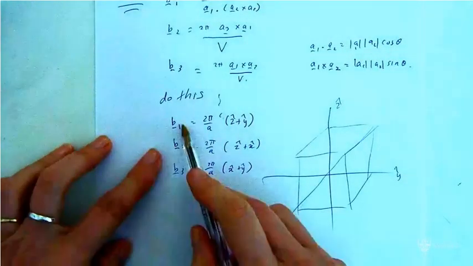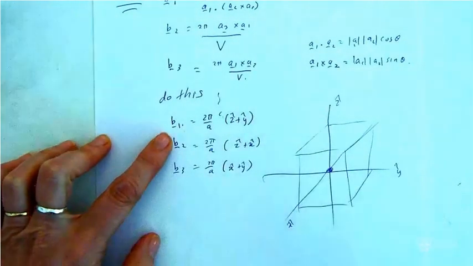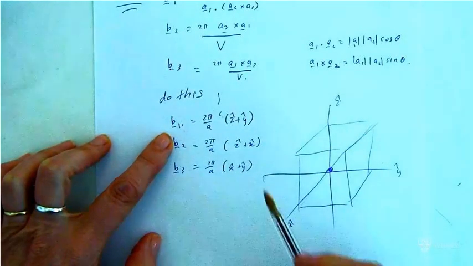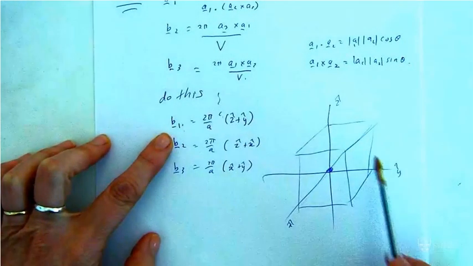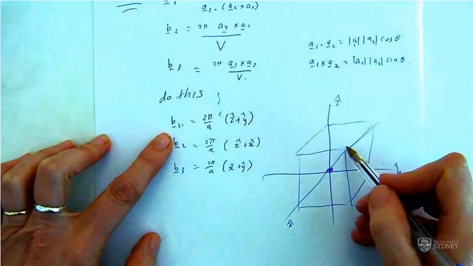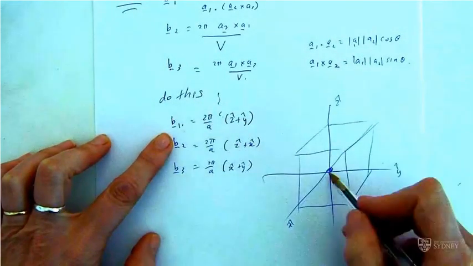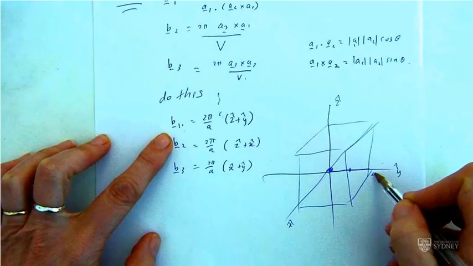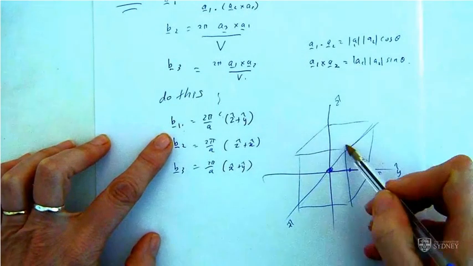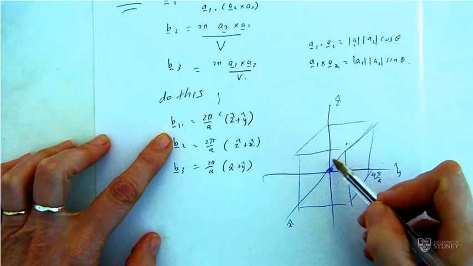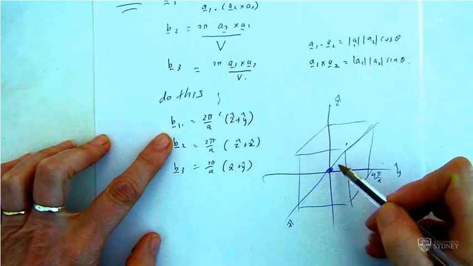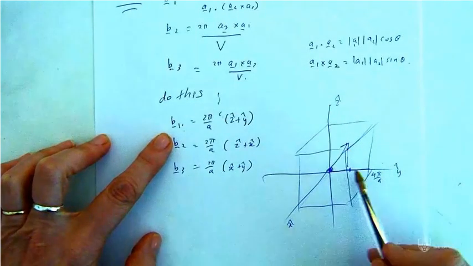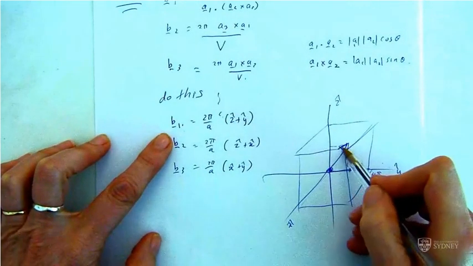So here's our origin. And let's draw B1. Where is B1? It's got Z and Y, and it's half 2 pi on A. And the 2 pi on A is here. This is 4 pi on A. So it points to, make sure I get this right, points to here, because that's a half Z and a half Y. Okay, so that's our first B1.